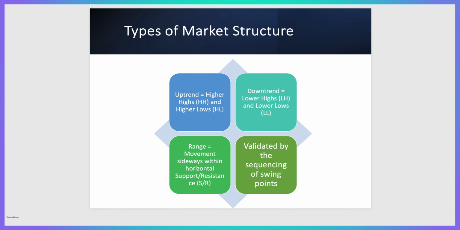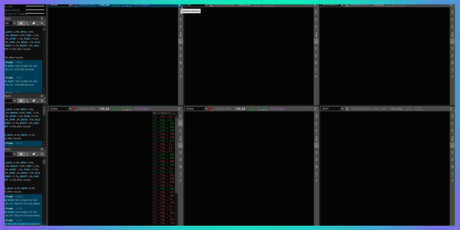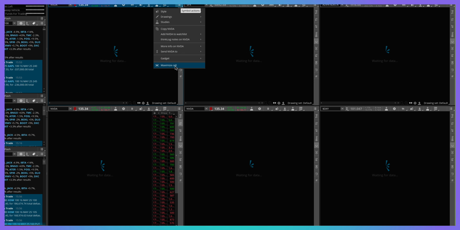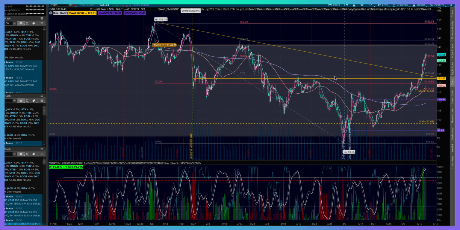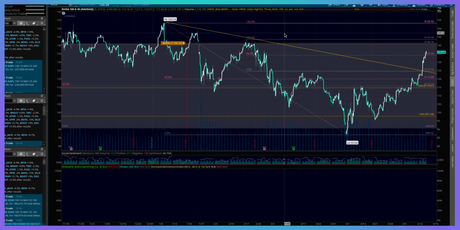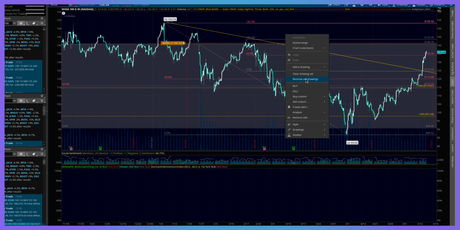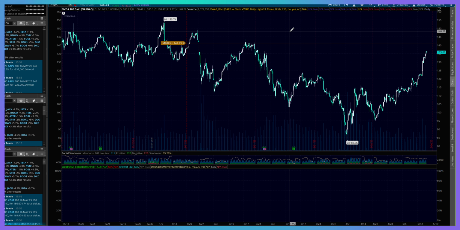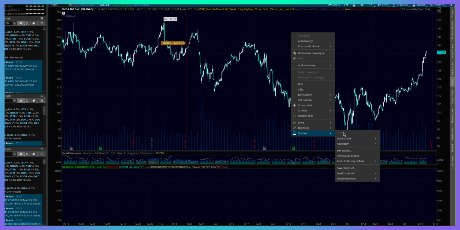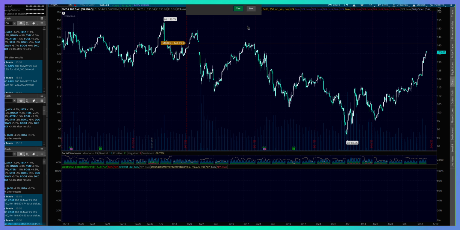Yeah, we want things to be simple, folks. Okay? Simple. So let's just take one chart here. I'm going to maximize the cell here, delete everything on the screen, and clear all the drawings, even though that's NVIDIA. And I'm going to remove all the studies.